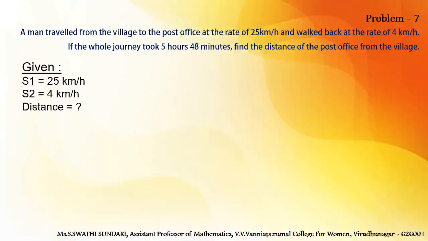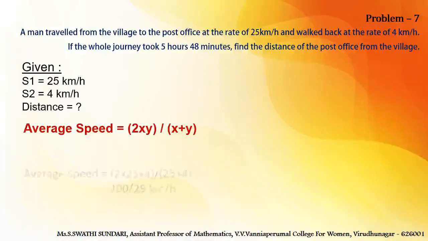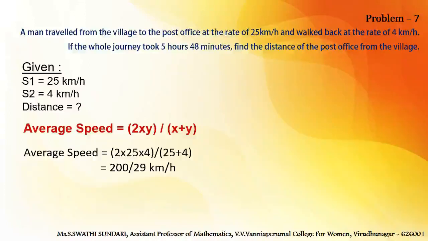Here we are going to use the average speed concept. Here the distance is constant and the speeds are different. So the average speed formula is 2xy divided by x plus y. Here x and y are nothing but the two different speeds, that are 25 and 4. So average speed equals 2 into 25 into 4 divided by 25 plus 4. We can simplify this. We get 200 divided by 29 km per hour.